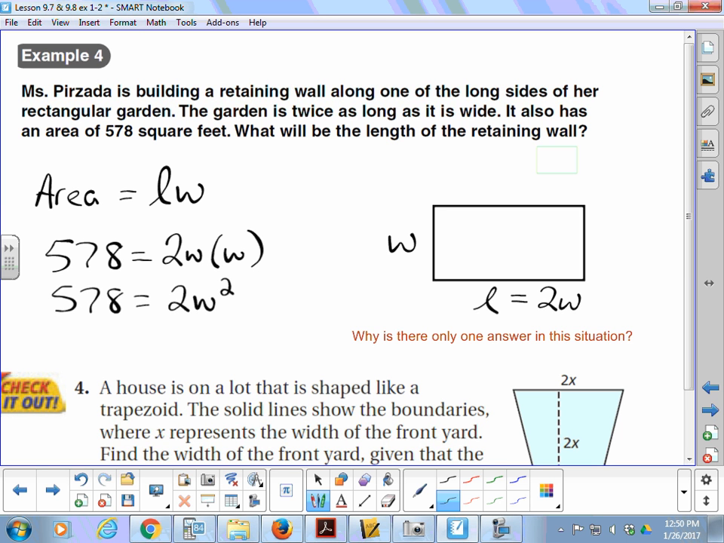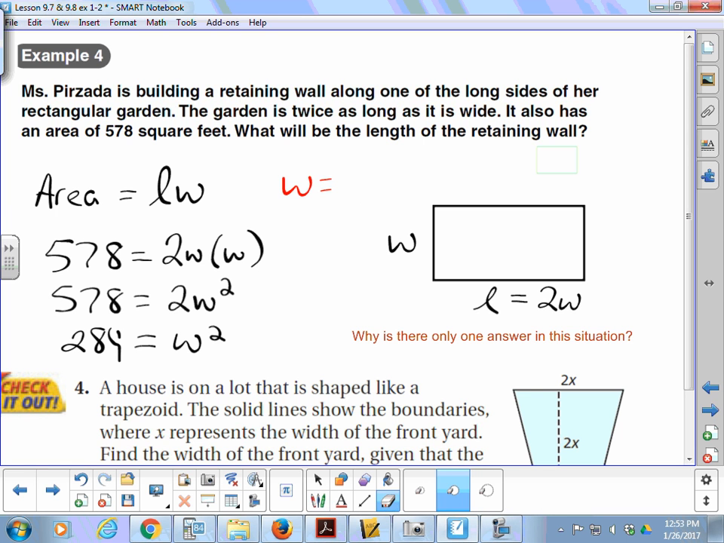All right, so here we have that situation. So we need to solve for W so that we can find L. All right, so you go ahead and do that. All right, so when you solve this, you get W squared equals 289, right? Because you got to divide by 2. And we take the square root of both sides. So we get that W equals, wait a minute, that's plus or minus 17, right? Right?